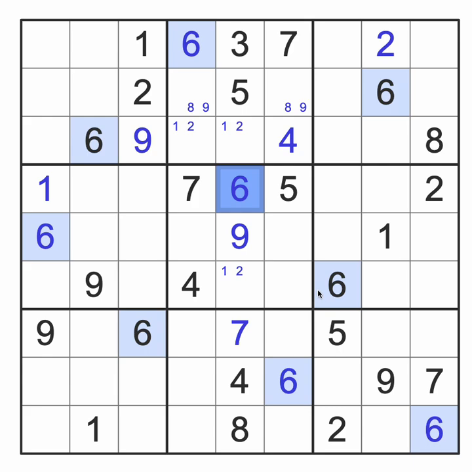Okay, and I can place 9 in box 6 because this 9 blocks here, this 9 blocks here, this 9 blocks here. That gives me 9 here.